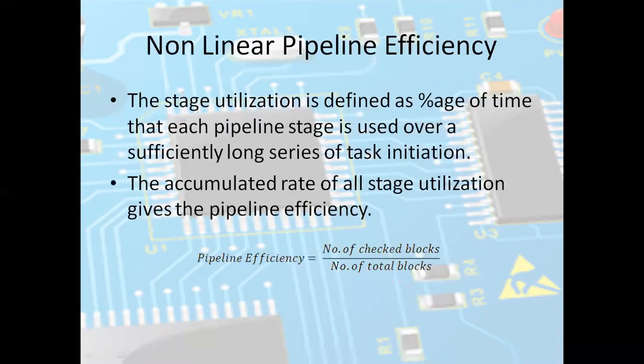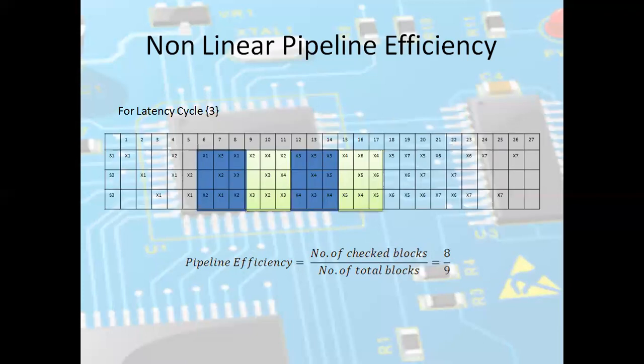So let's start. Nonlinear pipeline efficiency, or stage utilization, is defined as the percentage of time that each pipeline stage is used over a sufficiently long series of task initiations. The accumulated rate of all stage utilization gives the pipeline efficiency. The pipeline efficiency can be calculated with this formula: pipeline efficiency equals the number of checked blocks divided by the number of total blocks. These blocks we have to find from the reservation table.